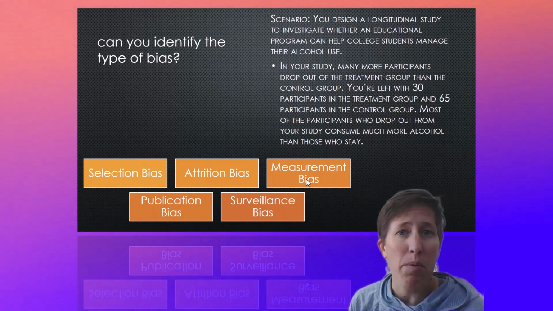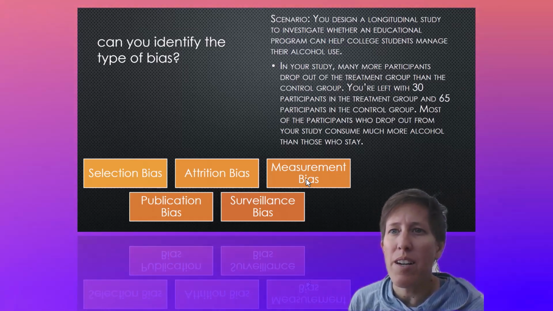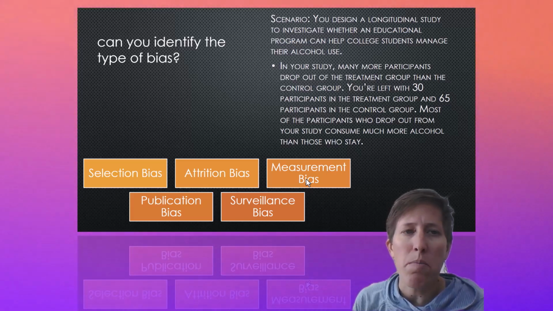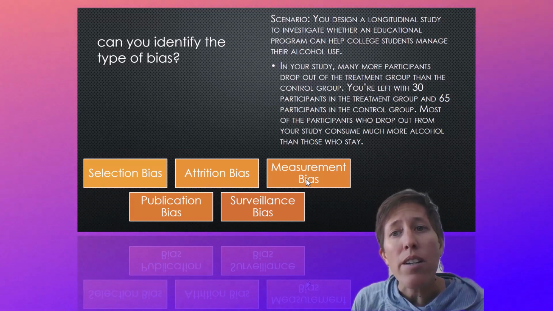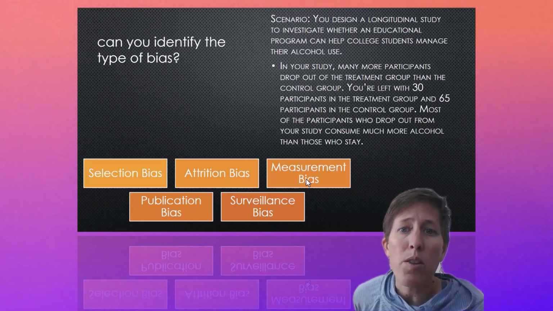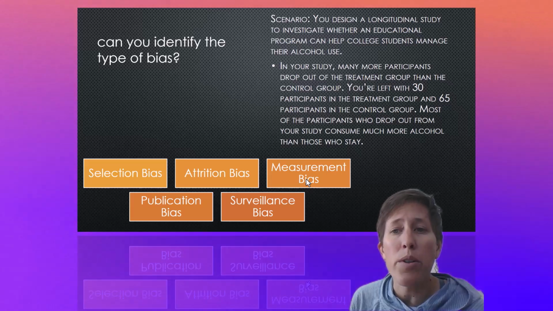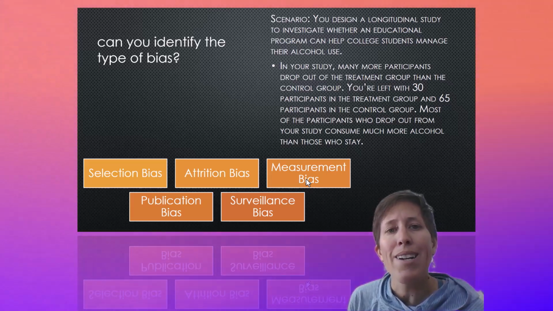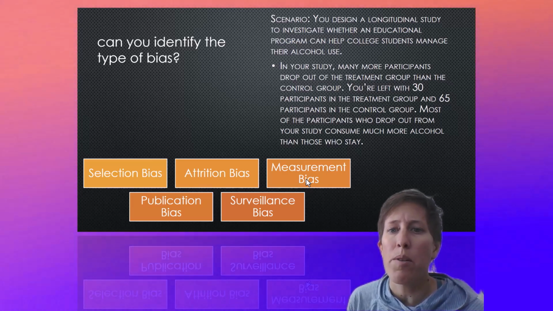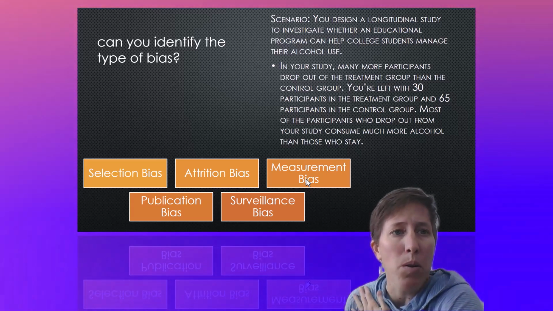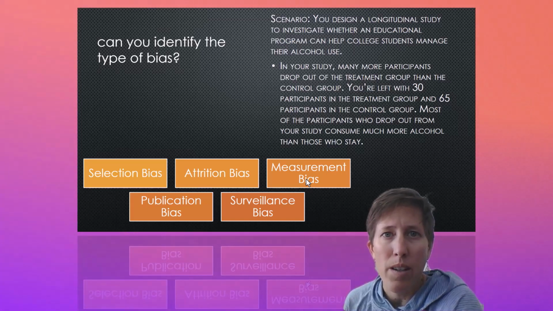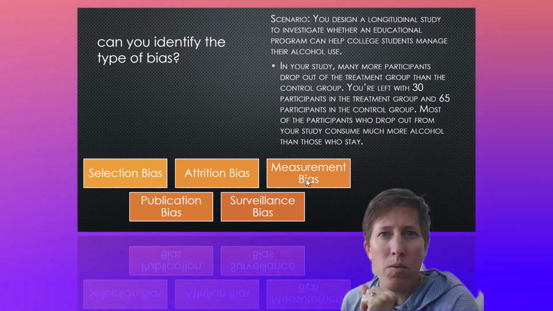Okay, can you identify the type of bias here? The scenario: you design a longitudinal study to investigate whether an educational program can help college students manage their alcohol use. In your study, many more participants drop out of the treatment group than the control group. You're left with 30 participants in the treatment group and 65 in the control group. Most of the participants who drop out from your study consume much more alcohol than those who stay. Does this skew your results? Yes, absolutely. Which type of bias do you think this might be?